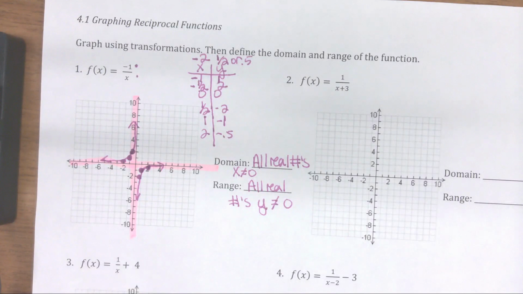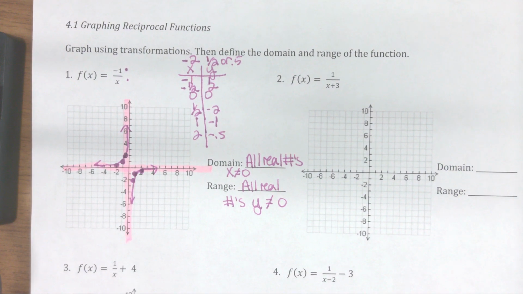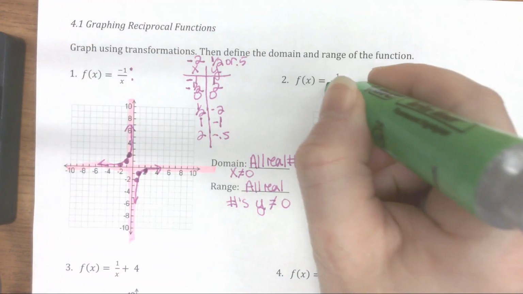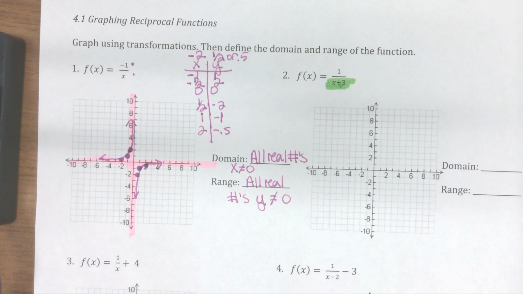Let's look at question 2. What's different in question 2? Instead of an x on the bottom, what do I have? X plus 3. Okay. I don't know if you remember this. This is good review for transformations. X is a liar. This moves the graph. What direction? Left 3. Let me show you a picture of your graph.